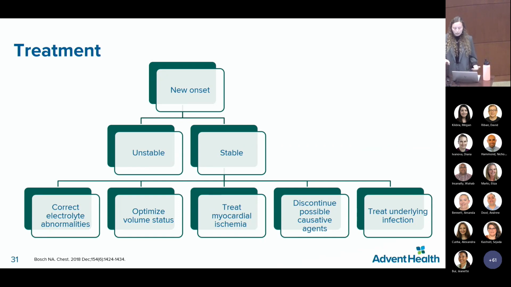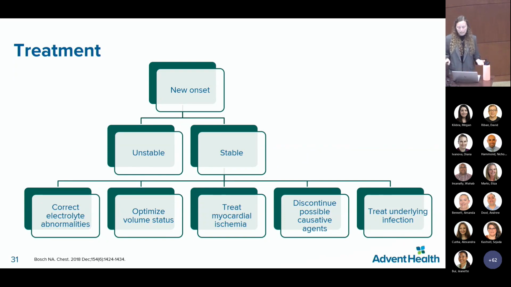First, ensuring that electrolyte abnormalities have been corrected and checking electrolytes such as potassium and magnesium regularly to ensure they're staying within range. Optimization of volume status to avoid fluid overload, which may lead to atrial stretch, and avoiding volume depletion that may lead to increase in vasopressor requirements. Treating our other disease states such as myocardial ischemia and bacterial infections. And lastly, if possible, discontinuing causative agents.